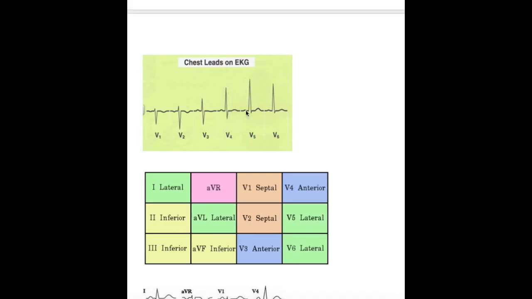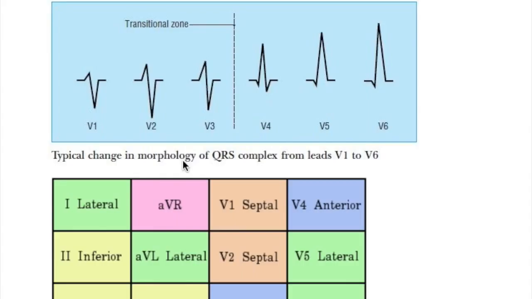And what is a transition zone? A transition zone is where the S wave is bigger or deeper in the right-sided leads V2 and V3, but in chest lead 4, the R wave is greater than the S wave. So this is the transition zone from chest lead 3 to 4, where the R wave becomes greater than the S wave.